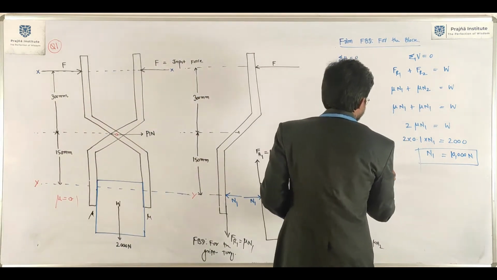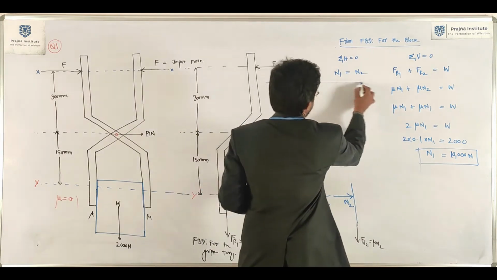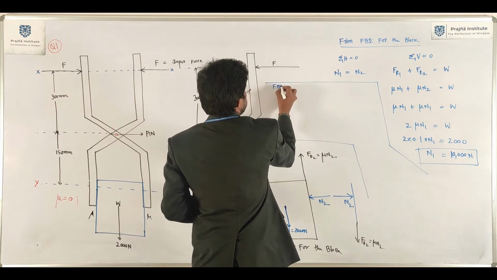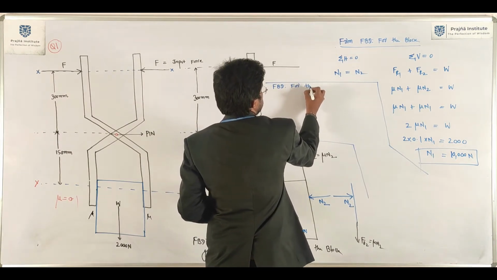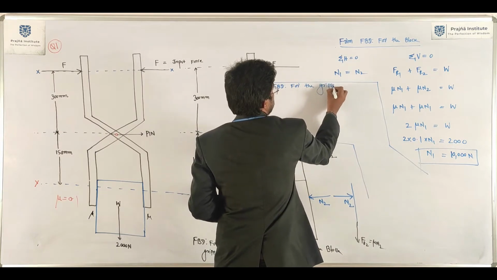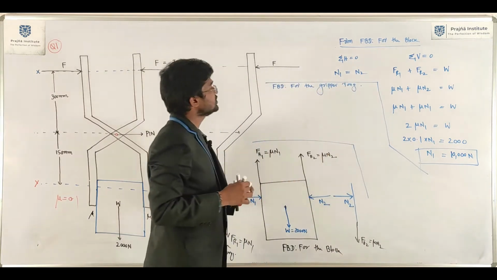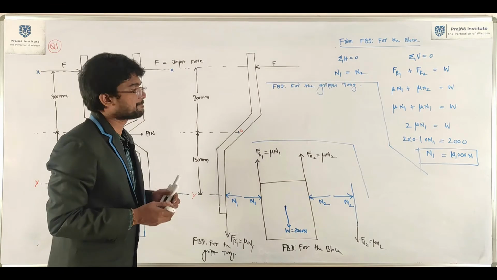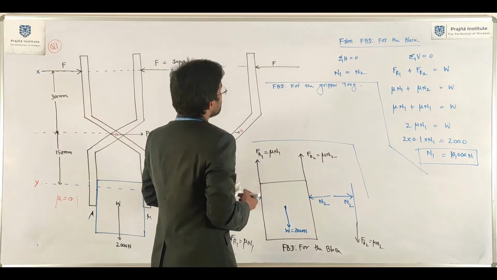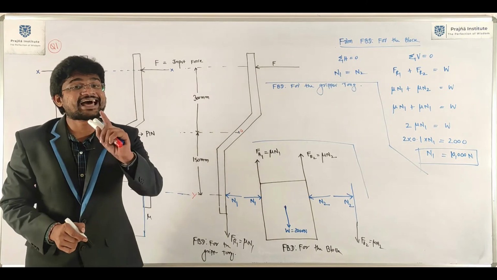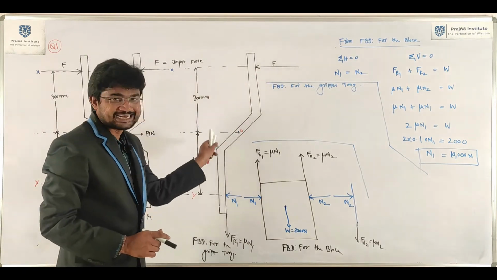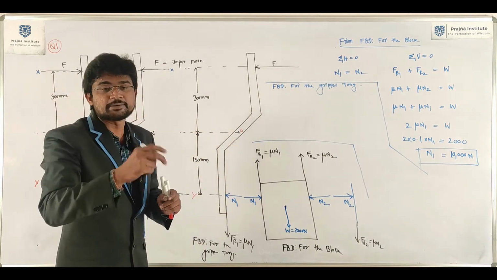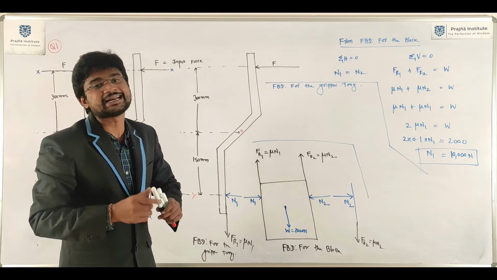Now free body diagram for the gripper tongue. Okay, so we need to apply equilibrium equations. Apply moment about the pin. Moment of F about point O, is it clockwise or anti-clockwise? Of course it is anti-clockwise. Moment of N1 about point O is acting clockwise. Sum of the clockwise couples equals sum of the anti-clockwise couples.